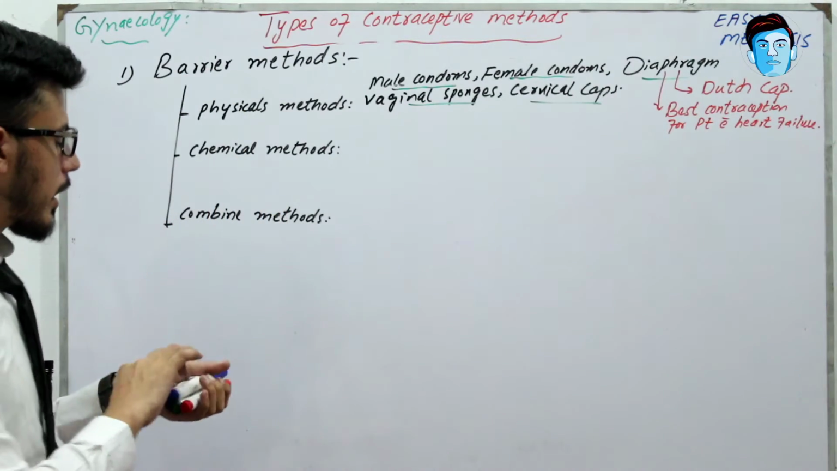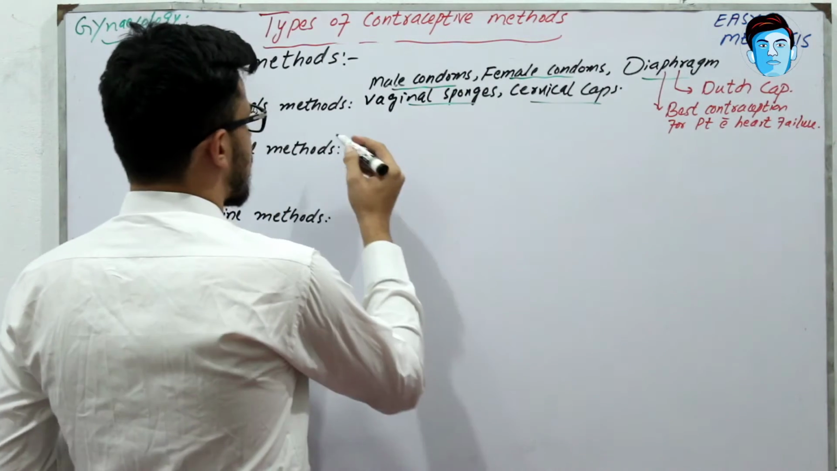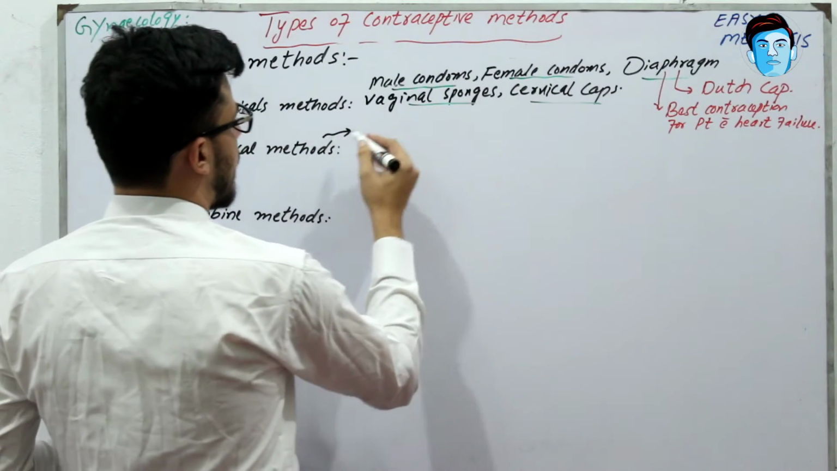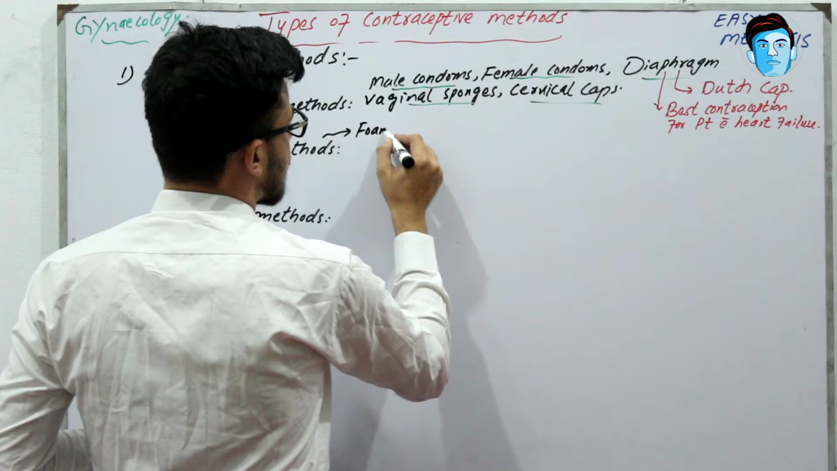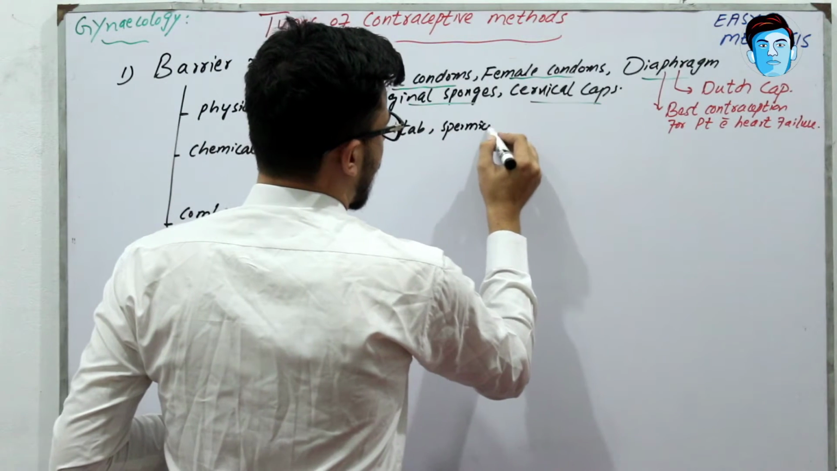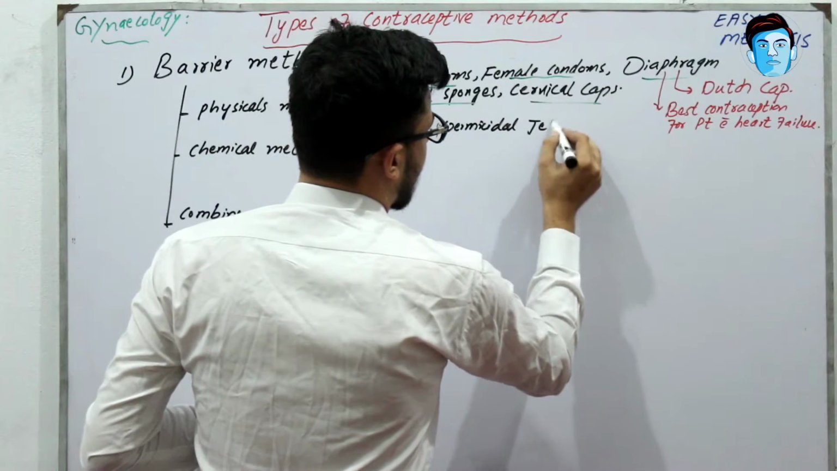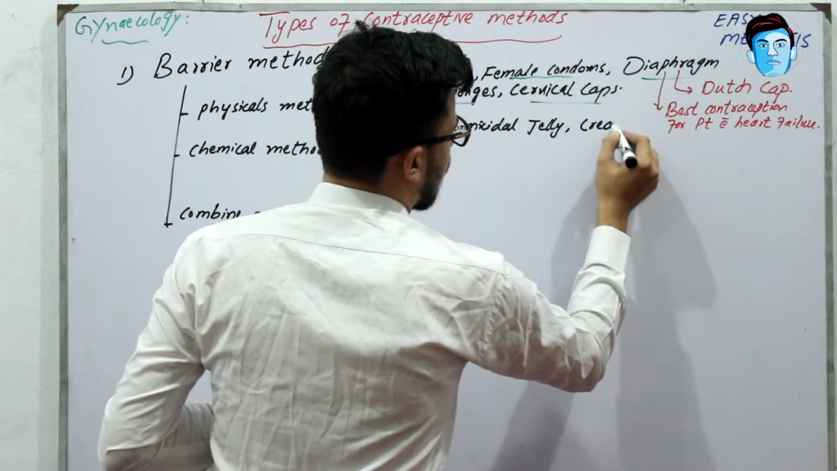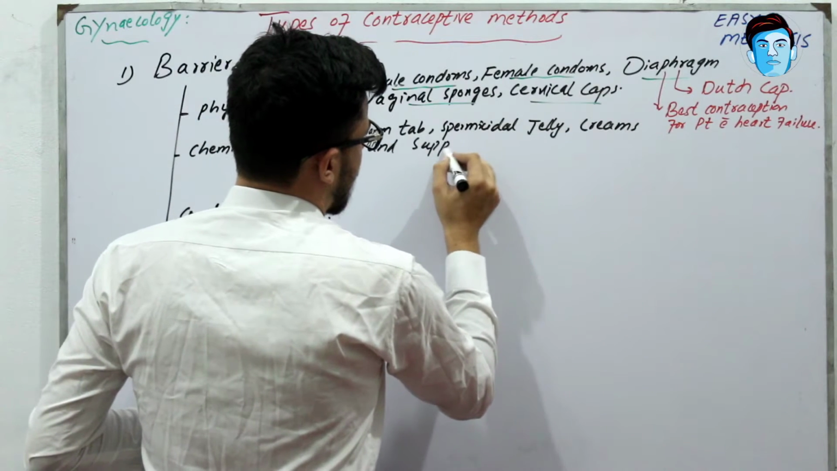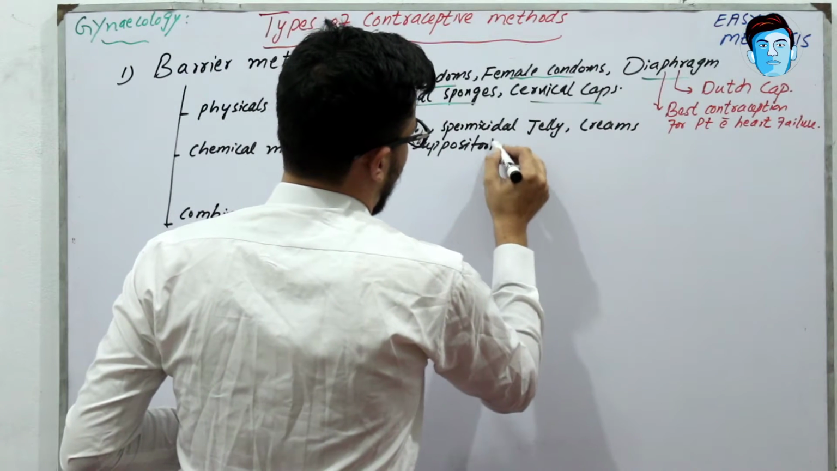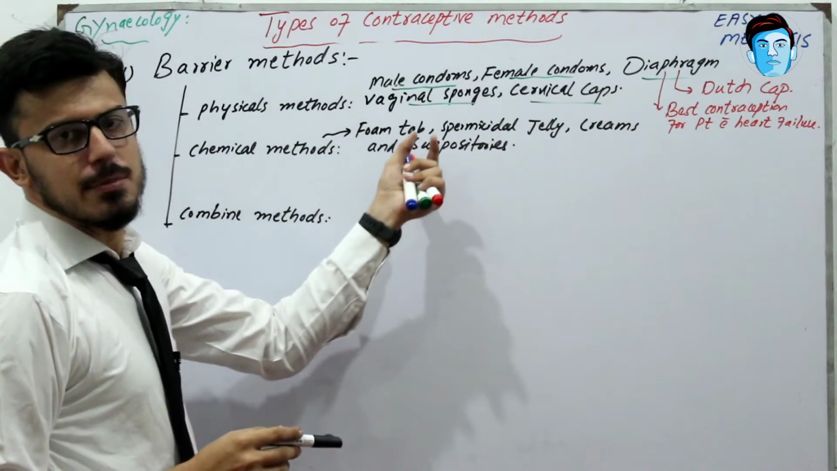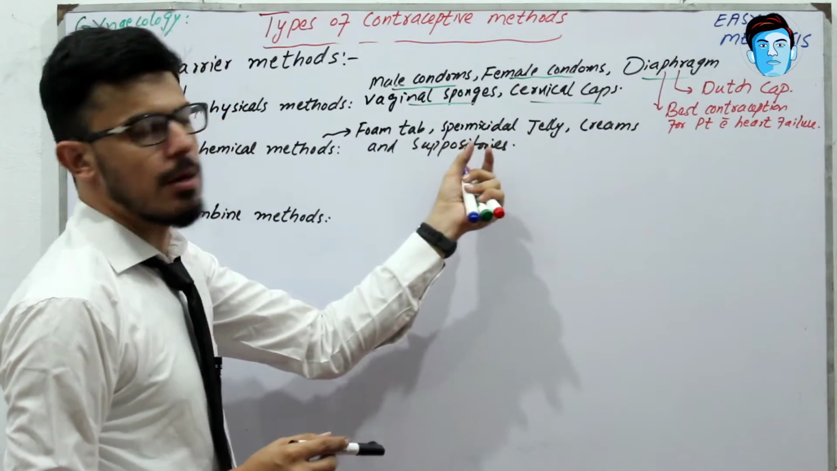Now what are the chemical methods? There are certain things that come under chemical methods. They consist of foam tablets, spermicidal jelly, creams, and suppositories. So the chemical method consists of foam tablets, spermicidal jelly, creams, and suppositories.